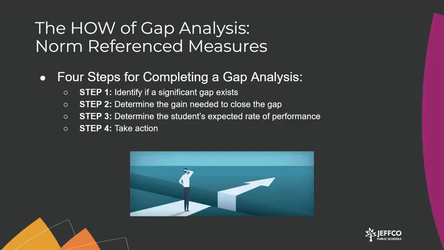There are 4 steps for completing a gap analysis. Step number 1, identify if a significant gap exists. Step number 2, determine the gain needed in order to close the gap. Step 3, determine the student's expected rate of performance. And step 4, take action. Let's look at an example.